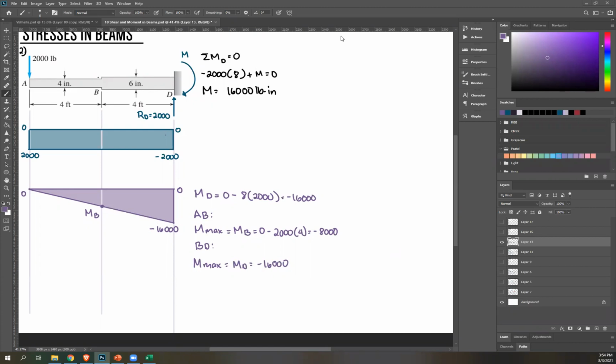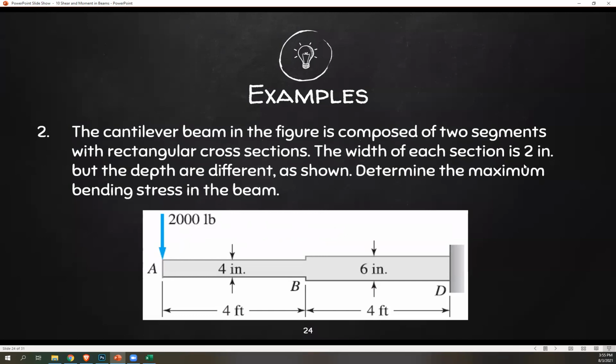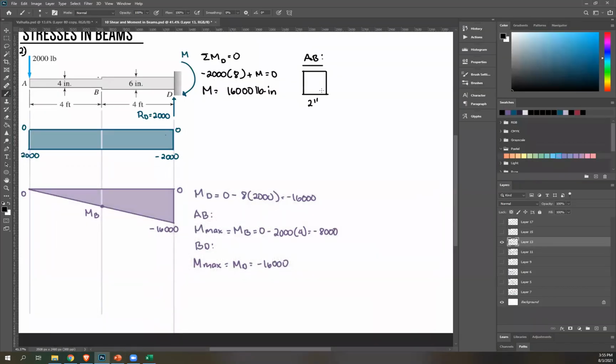So let's start with AB. Once again, AB, let's draw that. We have uniform width 2 inches, and then height for AB is 4. And then maximum stress. You can use MC over I, or you can also use M over S, just to make things shorter.